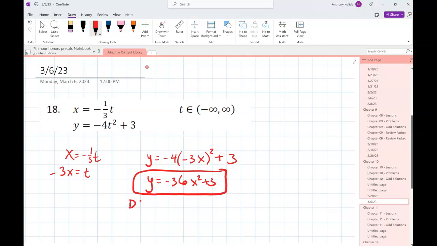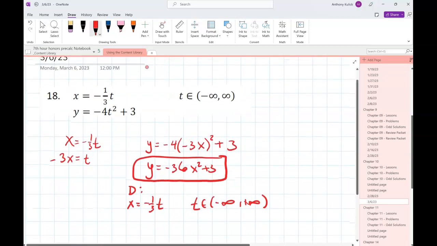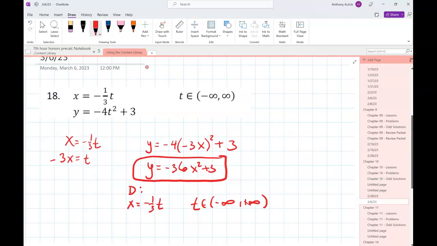The domain comes from the x component. I notice that the x component is a linear function. So the outputs of that linear function are going to be the domain for my function. If my inputs are all real numbers, the outputs for a linear function should also be all real numbers.